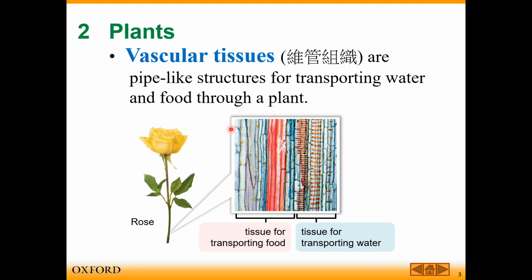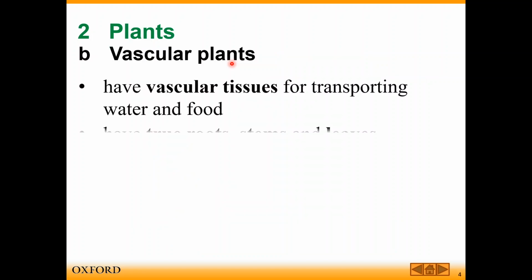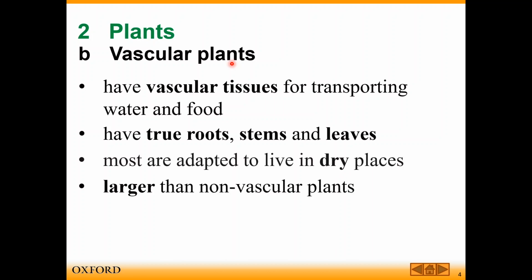This part we call phloem. You don't need to learn it. Just know this is a phloem and this is a xylem. Both xylem and phloem we call vascular tissues. So at your level, you just learn that vascular tissues transport water and food through a plant. So in summary, what is a vascular plant? Vascular plants have vascular tissues for transporting water and food.